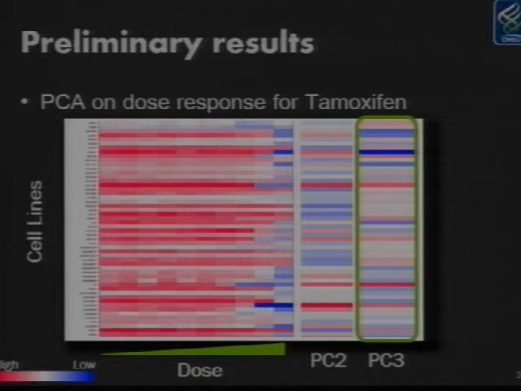And the third principal component is doing something cool as well. It's telling us whether that cell line responds to the drug early or late. So if I have a blue, it's responding at the last dose. If I have a red, it's responding a little bit earlier. So this is maybe something similar to the IC50, telling us what dose we need in order to get that response, all being captured in the same model.